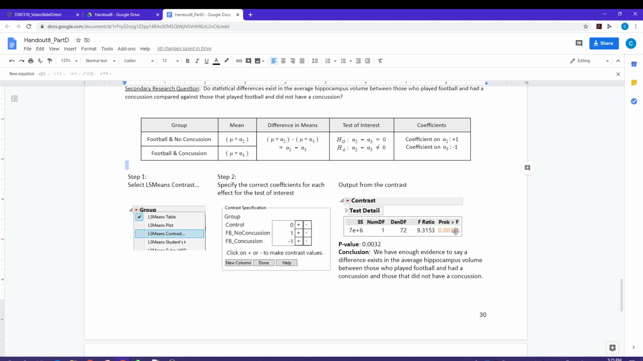I get the output from that test over here. The output here is 0.0032 is my p-value. So I do have enough evidence to say a difference exists between these two groups. And what are these two groups again? I'm comparing those that played football no concussion against those that played football concussion. So there is going to be a statistical difference between those two groups with a p-value of 0.0032.